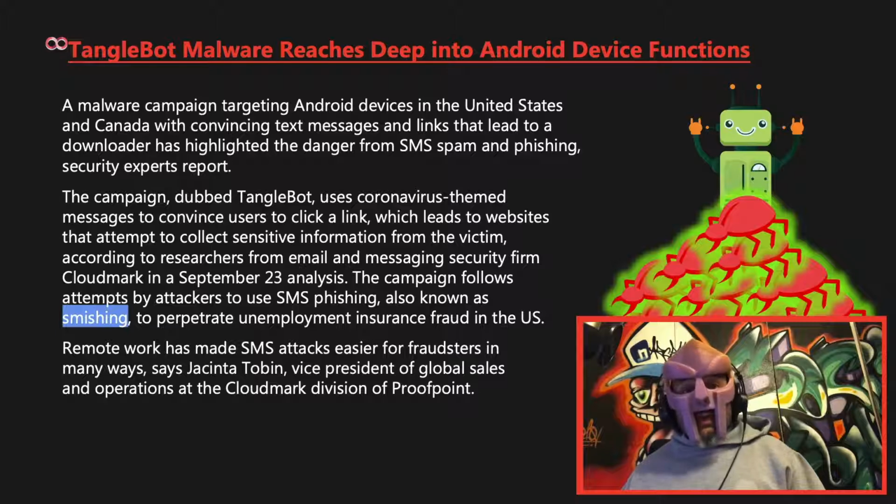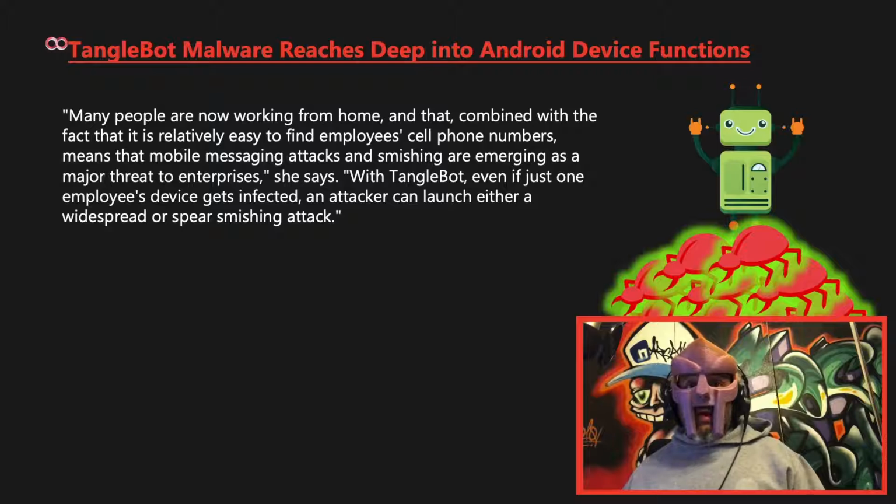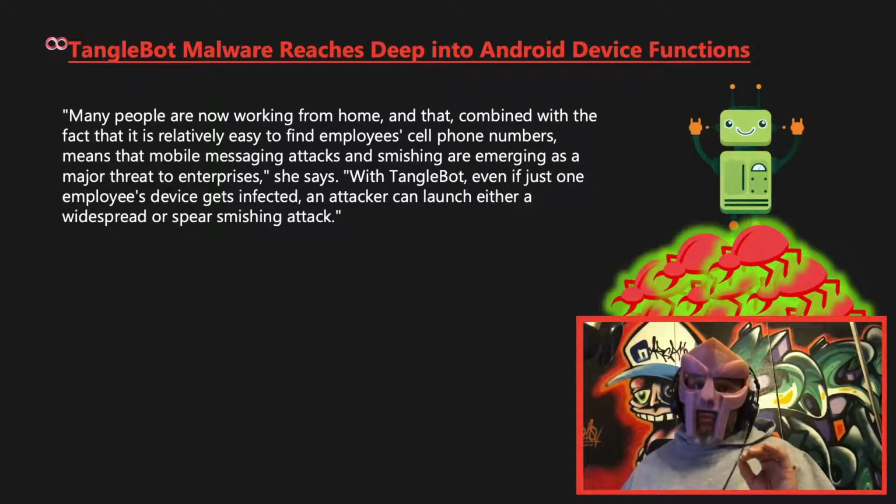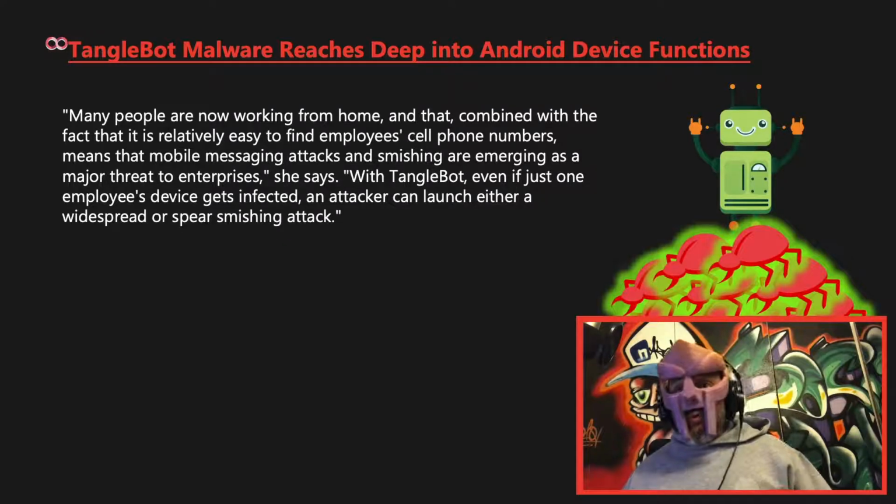Remote work has made SMS attacks easier for fraudsters in many ways, says Jacinta Tobin, Vice President of Global Sales and Operations at the Cloudmark division of Proofpoint. Many people are now working from home. Duh. And that, combined with the fact that it is relatively easy to find employee cell phone numbers, means that mobile messaging attacks and smishing are emerging as a major threat to enterprises, she says. With TangleBot, even if just one employee's device gets infected, an attacker can launch either a widespread or spear phishing attack.